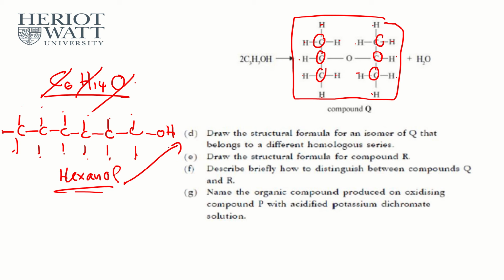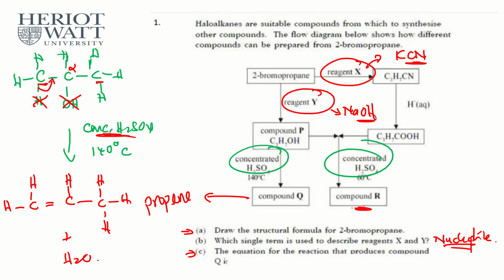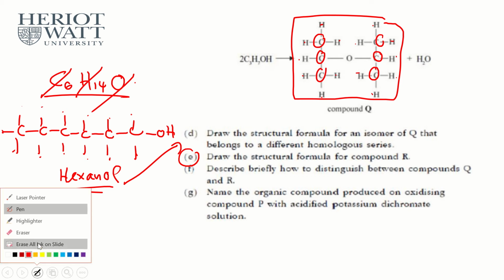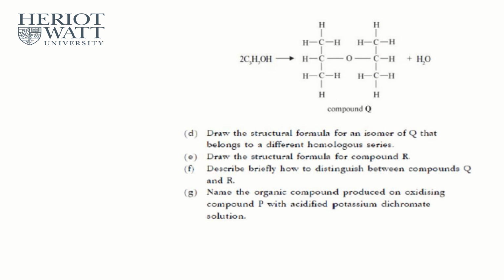All right, and then for part E, draw the structure for R, which we have done. R is actually an ester, I showed you before, and describe briefly how to distinguish between compound Q and R. That's a very good question. How to distinguish between Q and R. Now, Q is an ether, which we don't learn. Let's see what we can do with R.